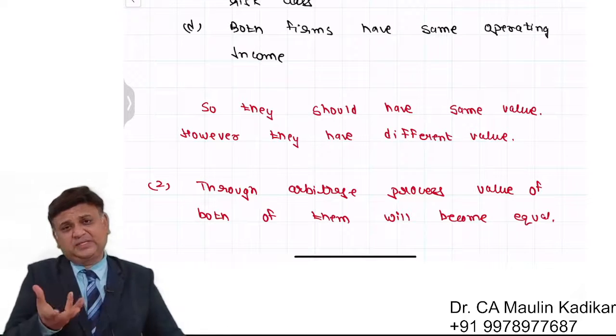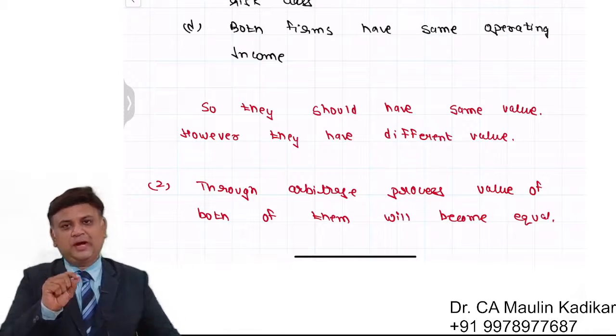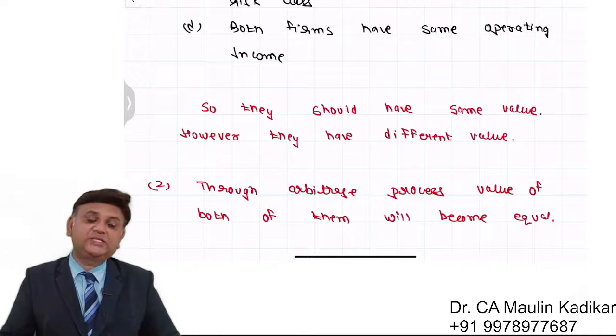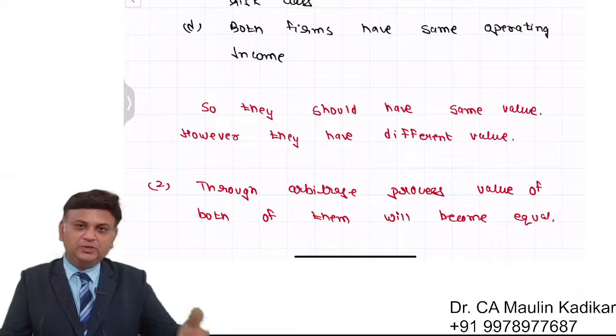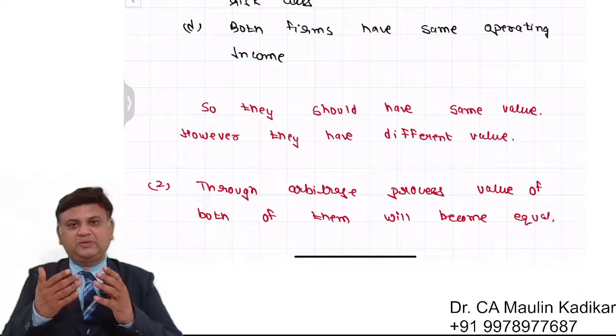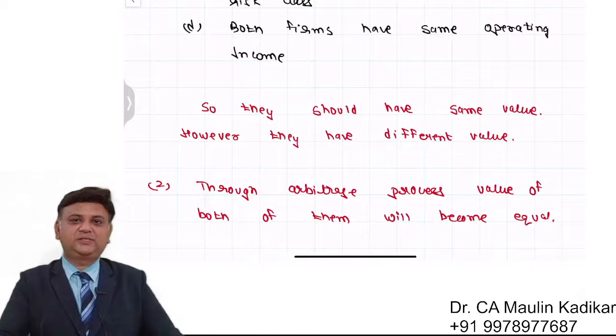With only the capital structure different, they cannot have a different value. So through arbitrage process, arbitrage is a word which is given a name as risk-free profit. That is the technical word. Due to this risk-free profit opportunity, the value of both firms will become equal. How it will become equal? That is now what I am going to discuss.